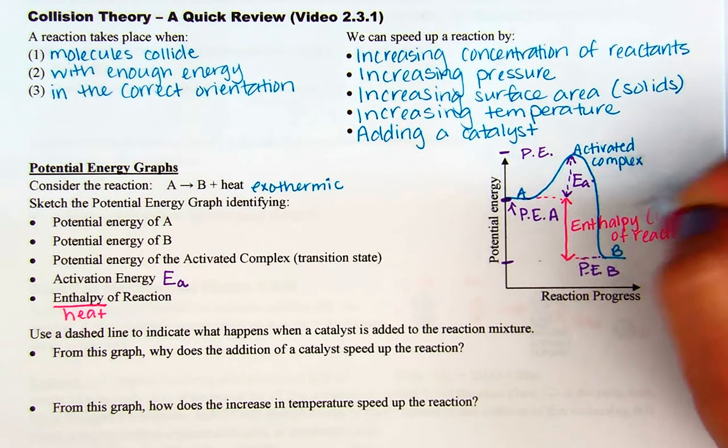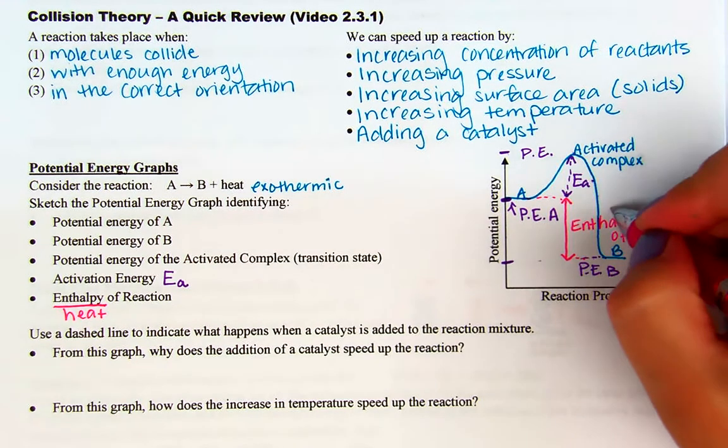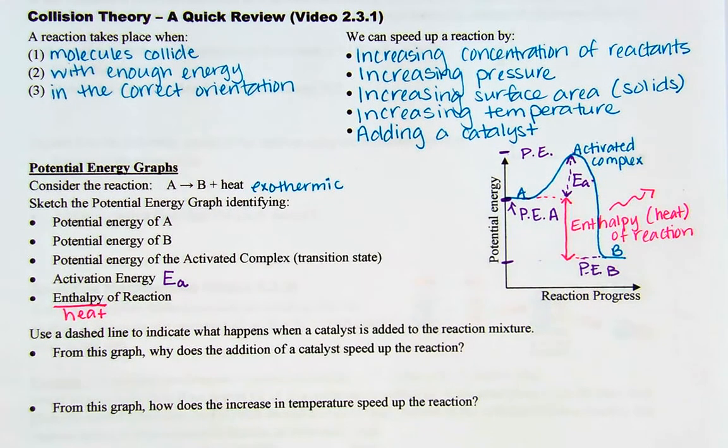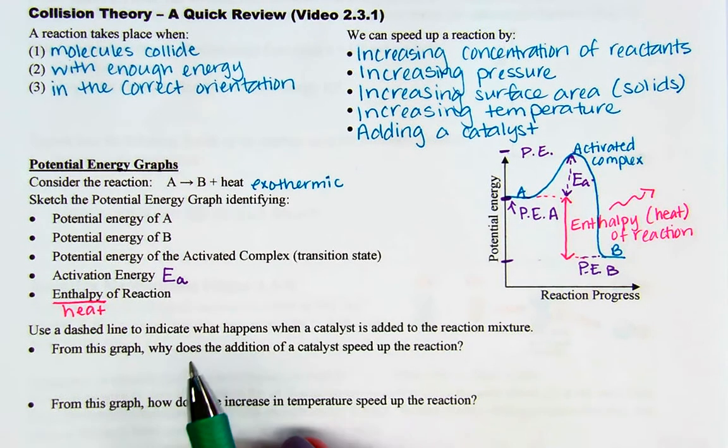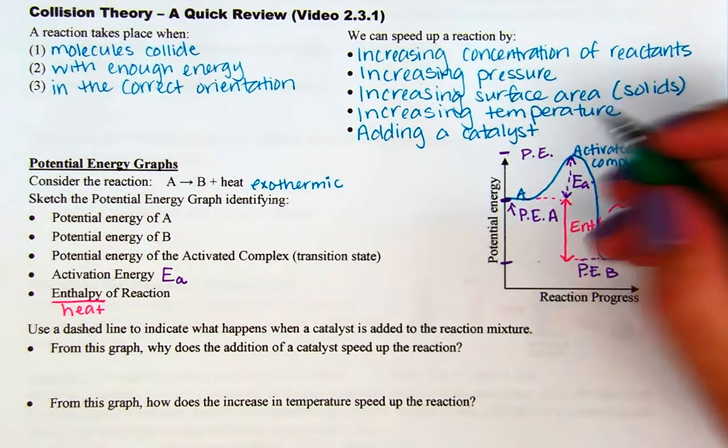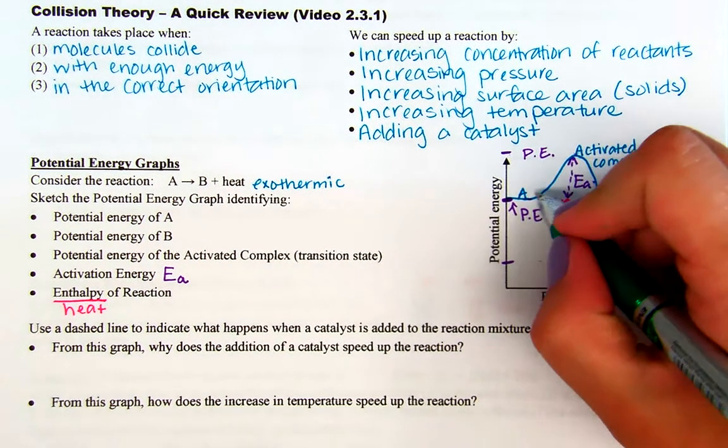Because that's the difference in energy, and that was given off. So that was given off as heat. Okay, so now what happens here when we add a catalyst? It says use a dashed line to indicate what happens when a catalyst is added to the reaction mixture. So when you add a catalyst, you actually are providing an alternate pathway.